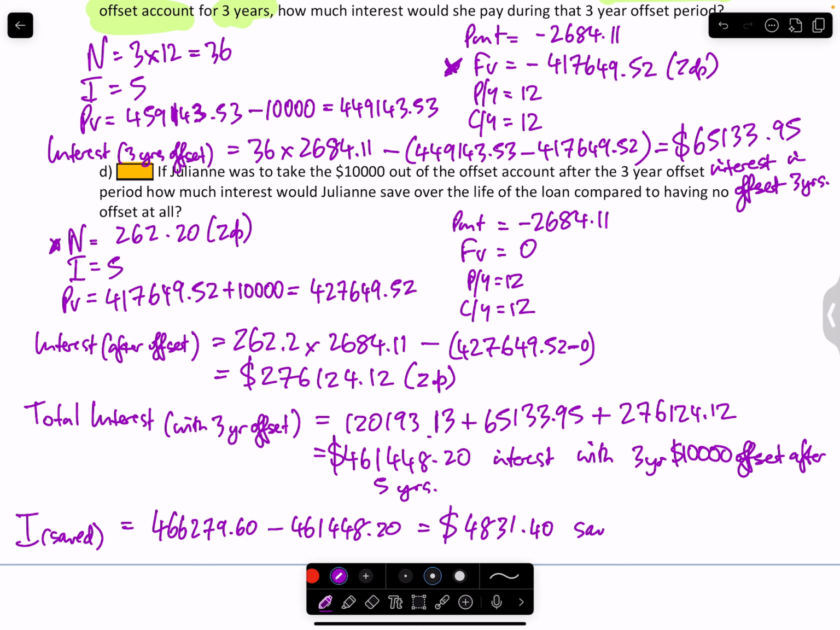Saved by having, put an underline there, 10,000 offset for 3 years after 5 years.